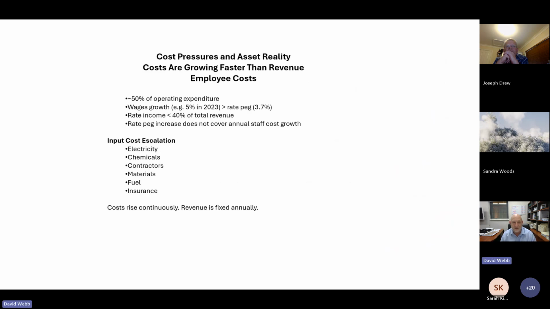Just on the employee costs, they are about 50% of our operating expenditure. Wages growth, as Professor Drew mentioned in his graphs, was 5% in 2023, while our rate peg was 3.7. And as I mentioned, the rate income is less than 40% of the total revenue. So the rate peg does not cover our annual staff costs, and that's just going to keep getting worse and worse, as we saw since COVID. You've really seen that change in terms of our employee costs way outstripping any rate increase.